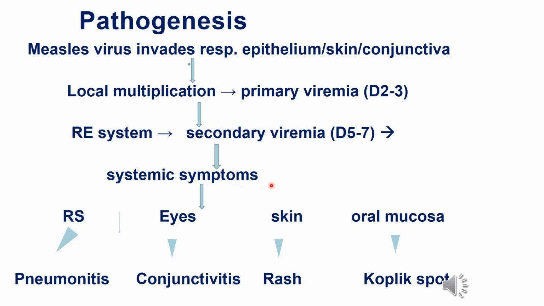The system it affects more is the respiratory system, which may lead to pneumonitis. It affects the eyes, leading to conjunctivitis, which is the initial symptom of measles. It affects the skin, so you get the skin rash, and it also affects the oral mucosa. In the initial phase you get Koplik spots.